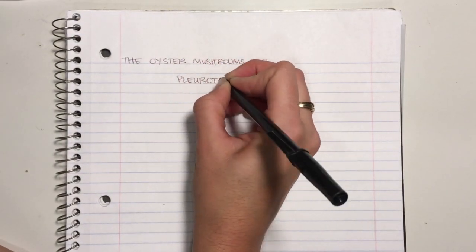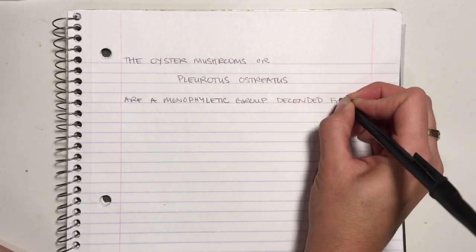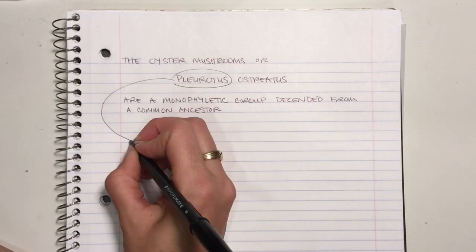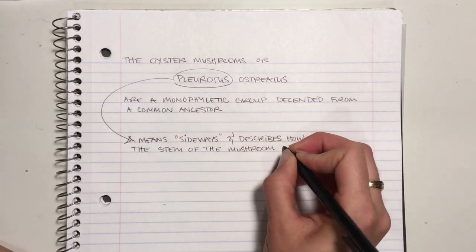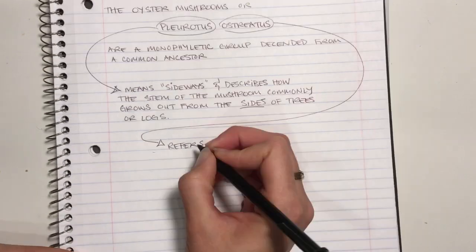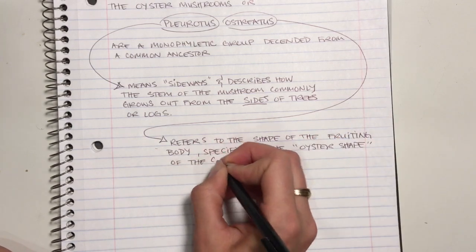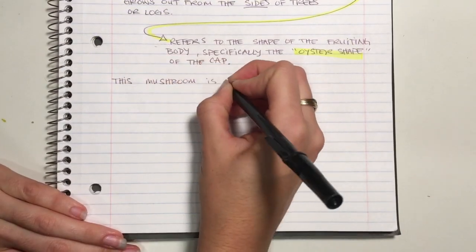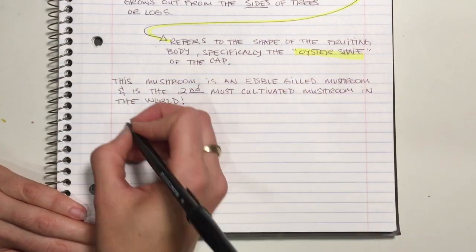Oyster mushrooms, or Pleurotus ostreatus, are a monophyletic group descended from a common ancestor. Pleurotus means sideways and describes how the stem of the mushroom commonly grows out from the side of the trees or logs. Ostreatus refers to the shape of the fruiting body, specifically the oyster shape of the cap. This mushroom is an edible gilled mushroom and is the second most cultivated mushroom in the world.